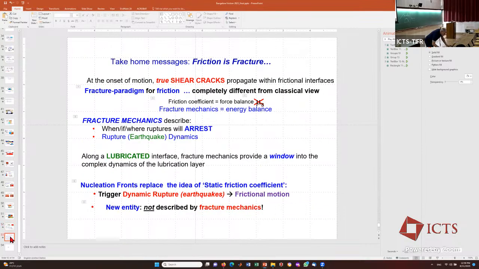Okay. Let me go to the take-home messages. This is what I want you to take home after all of this long monotribe. We have a new paradigm for friction. It's not a balance of forces, it's actually fracture driven, and fracture driven is an energy balance, not a force balance. We can use fracture mechanics to describe earthquakes and anything else, even in a greasy, slimy interface, it works. And this is what I didn't talk about, the problem of nucleation, which is actually rather important. Okay, thank you.